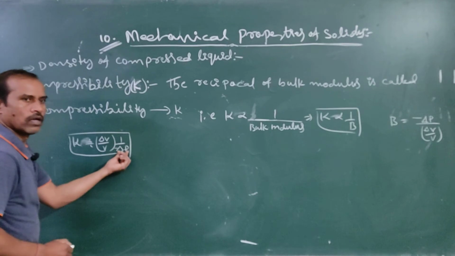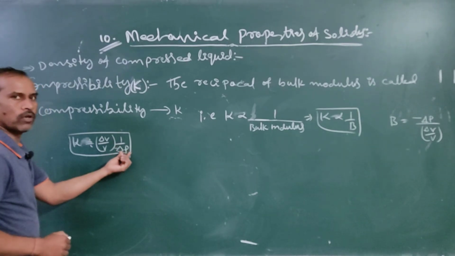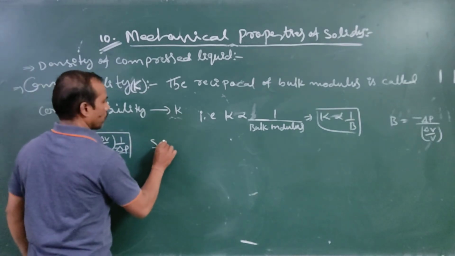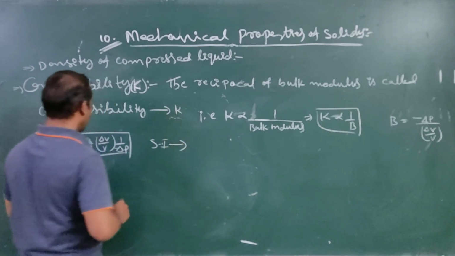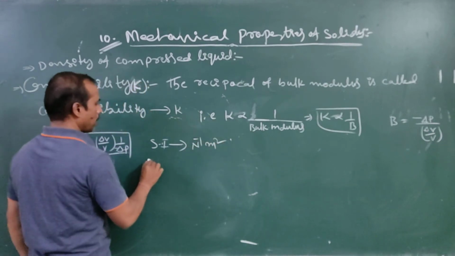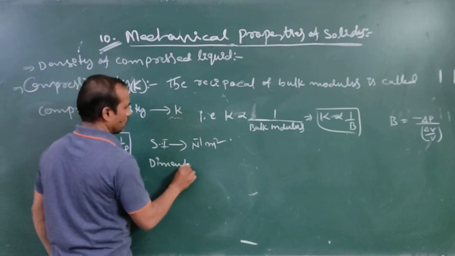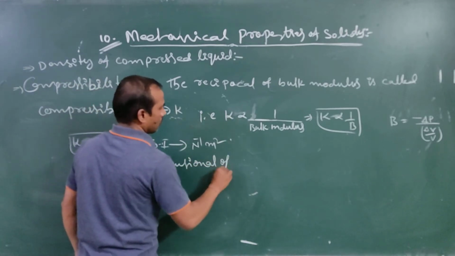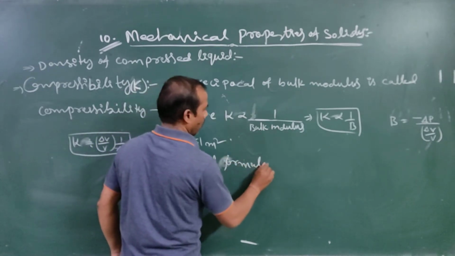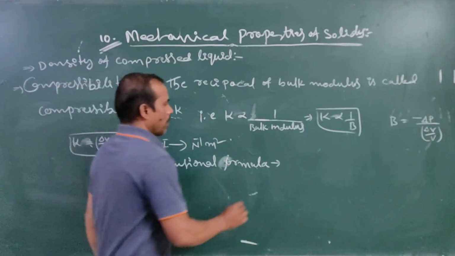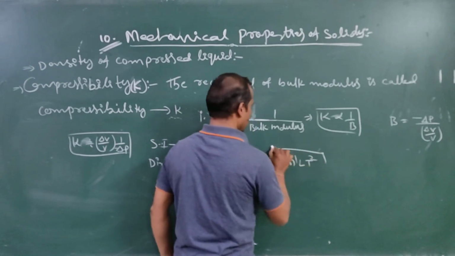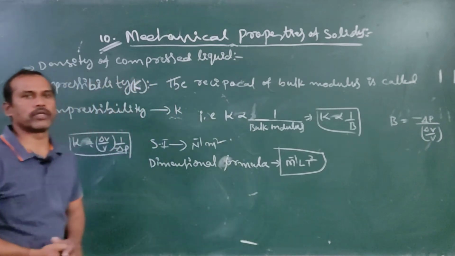This is the volume strain, and this is the volume stress. The SI unit of this is Newton inverse meter square, that is, square meter per Newton. The dimensional formula is M inverse L T inverse 2. This is the dimensional formula of compressibility.